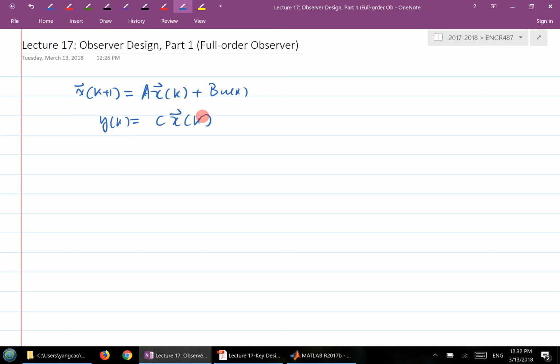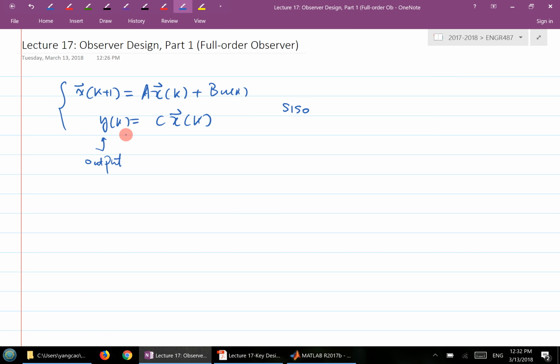Okay, so this is a typical state space model. I'm using a single input, single output system as an illustration right here. Now, from this model, just to recap the meaning: x of k is the state variable, u is your control input, and y is the output of the system. These are very straightforward definitions.